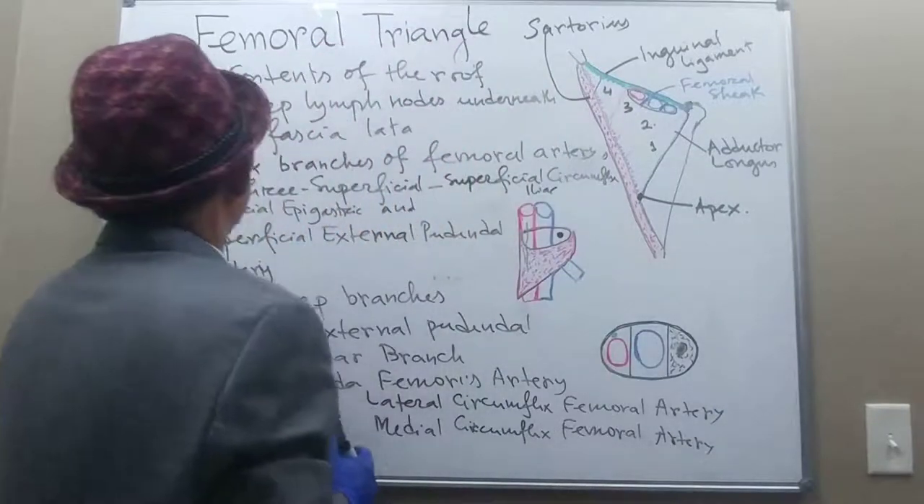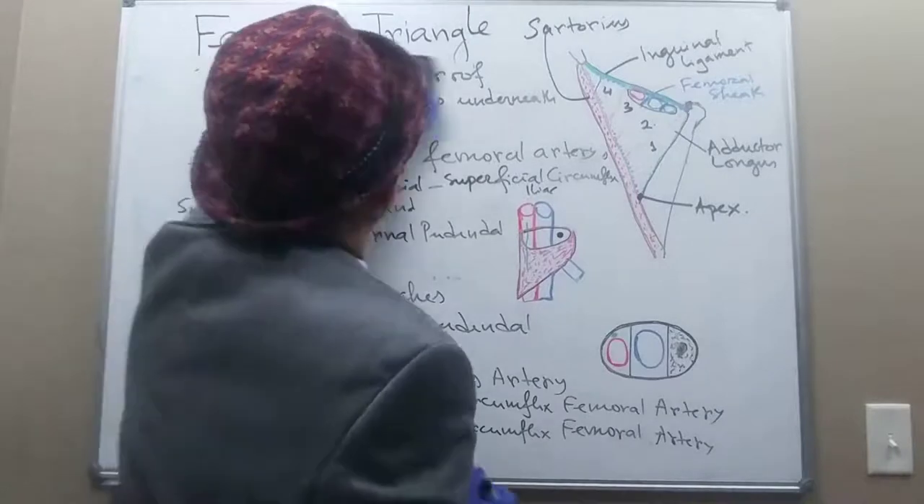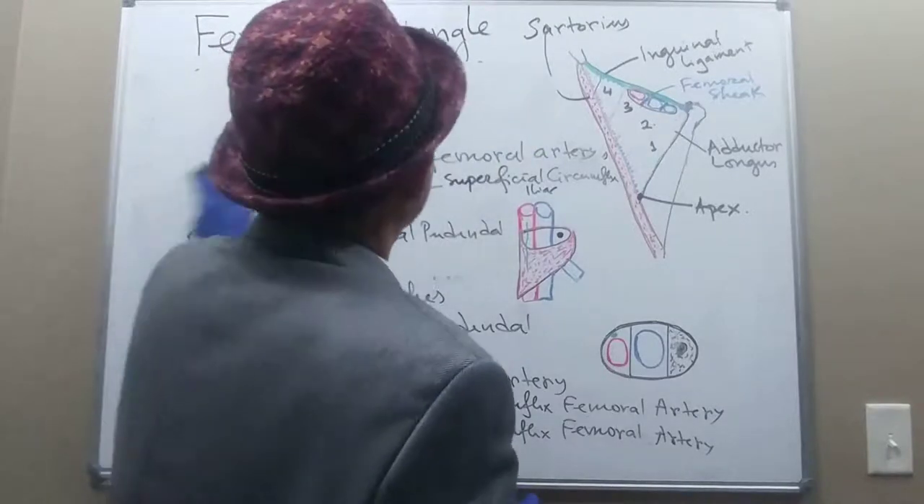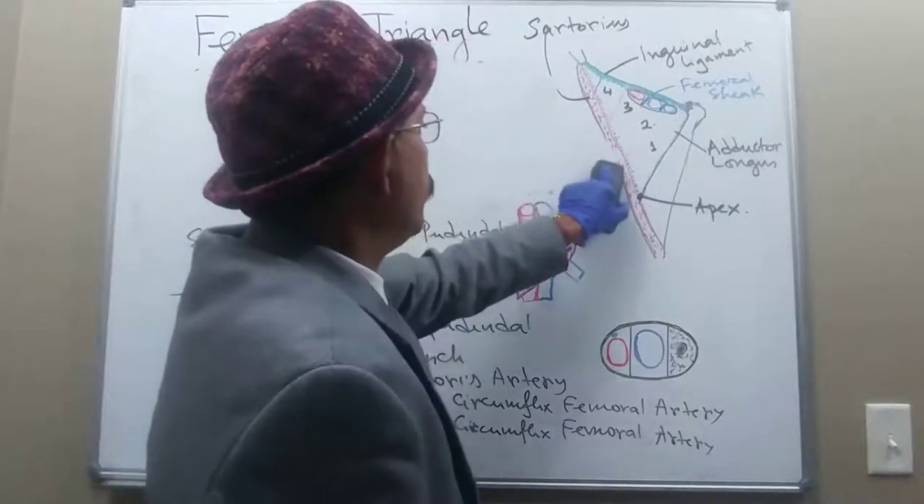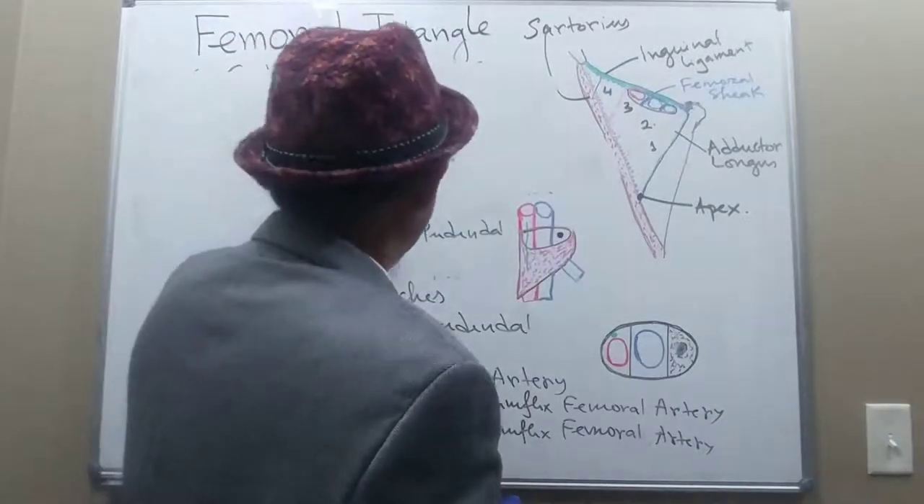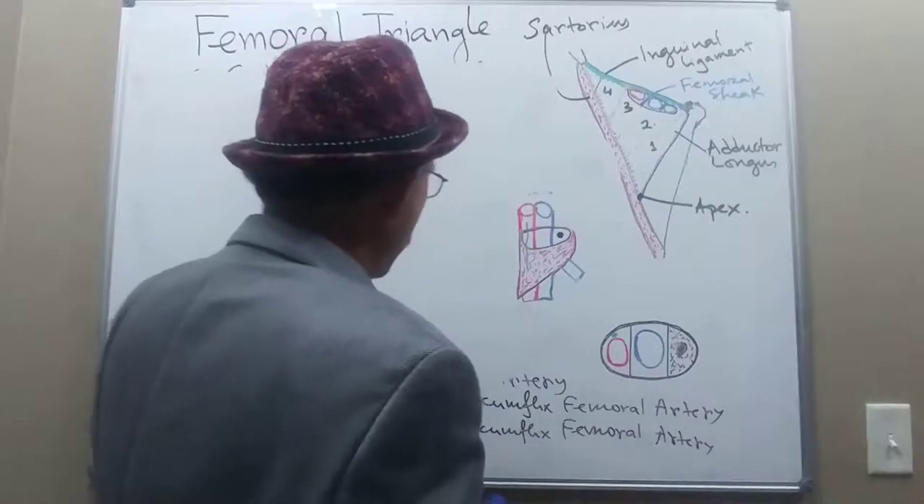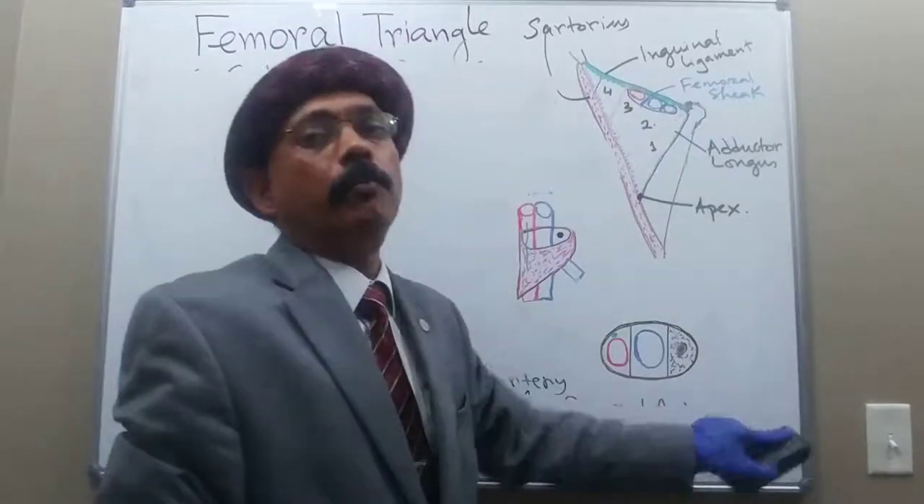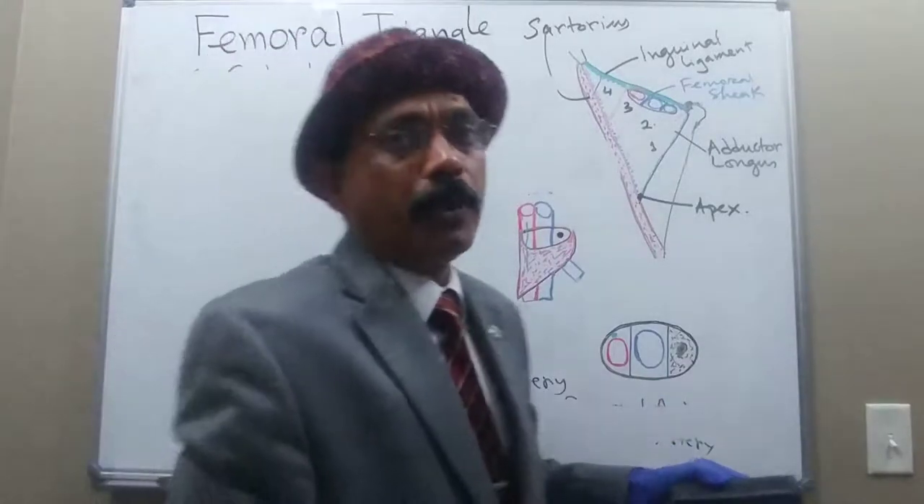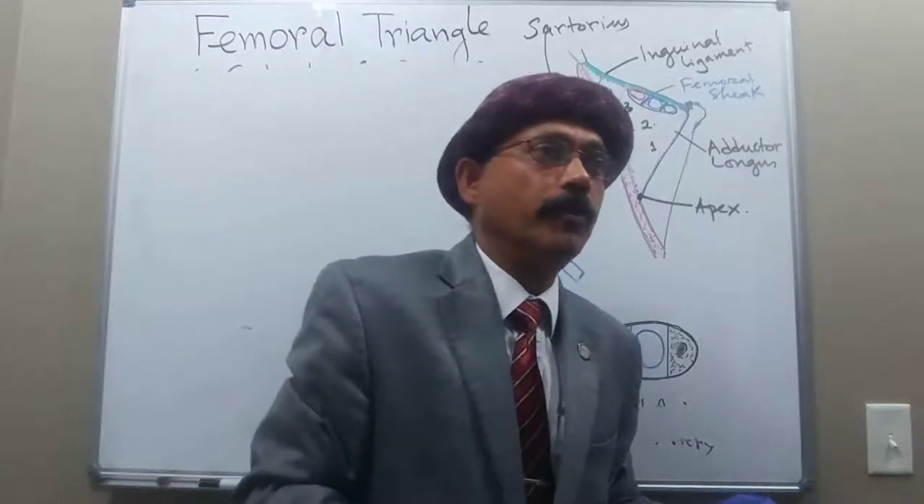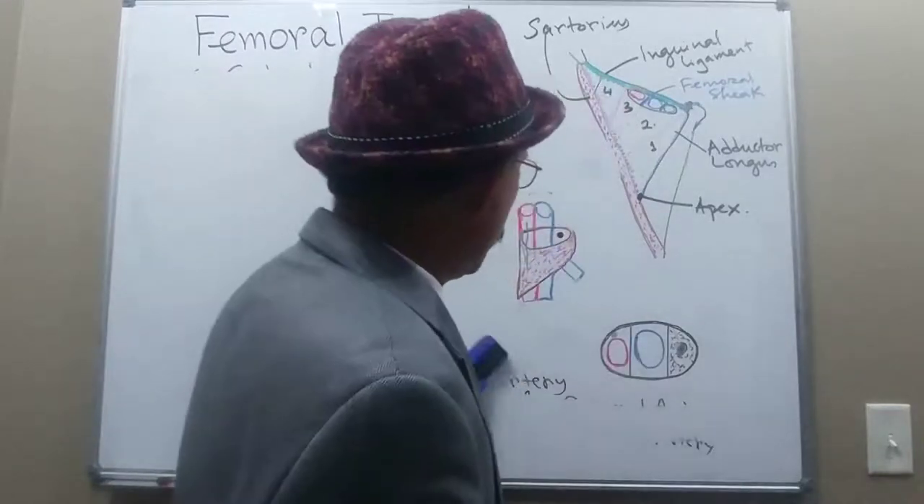We got the contents of the femoral triangle, and we must know that the sensation from the skin over the femoral triangle is mostly carried by the femoral branch of the genitofemoral nerve.